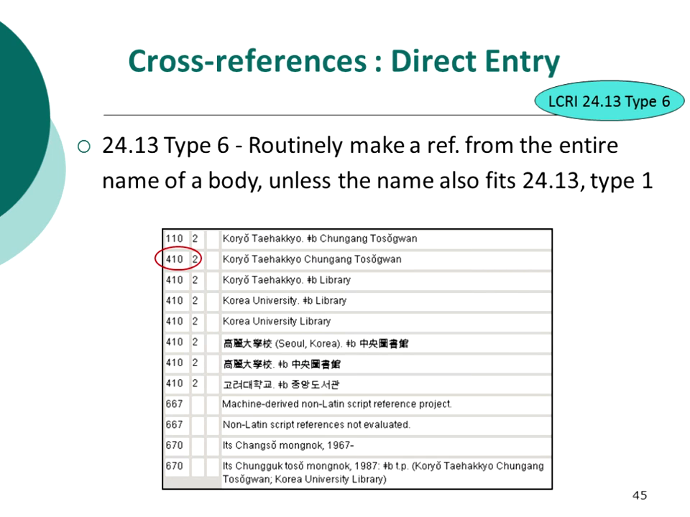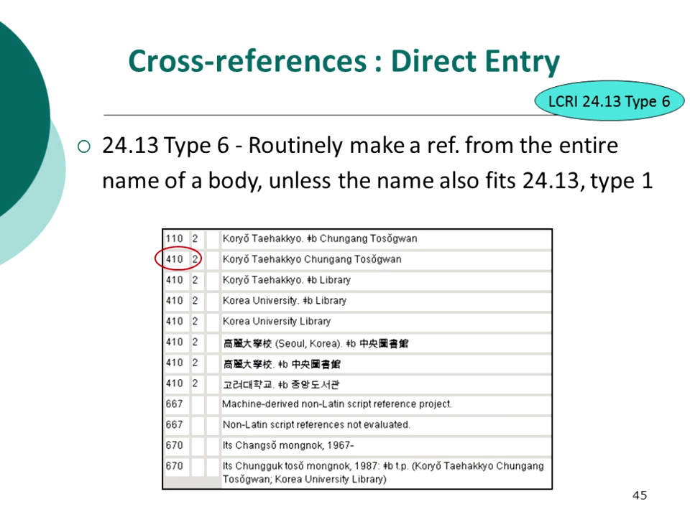Now we come to the rule that Mr. Morimoto just mentioned. When you have a type 6 non-government body entered subordinately, the rule says to routinely make a reference from the entire name of the body unless that name also fits type 1 of the non-government bodies entered subordinately. Let's see what we have in this example.